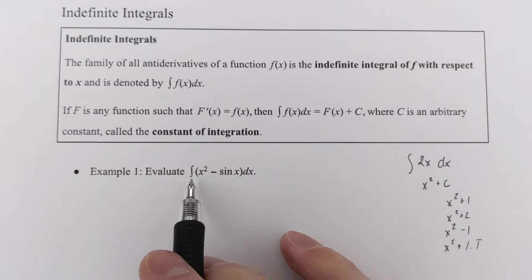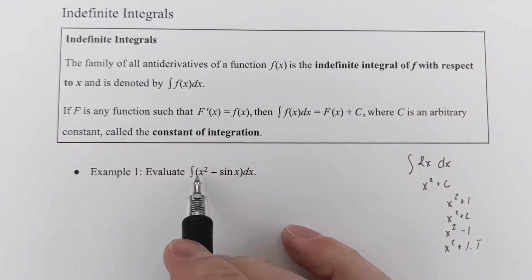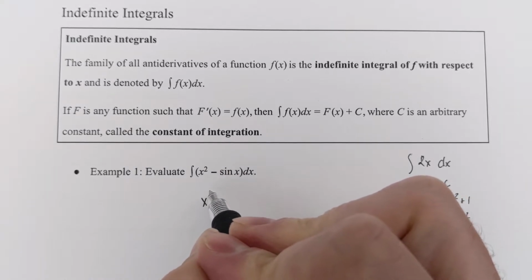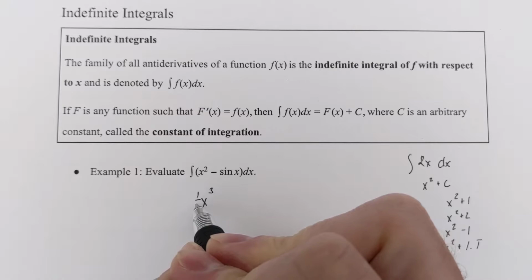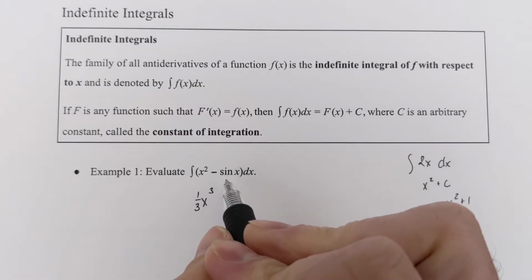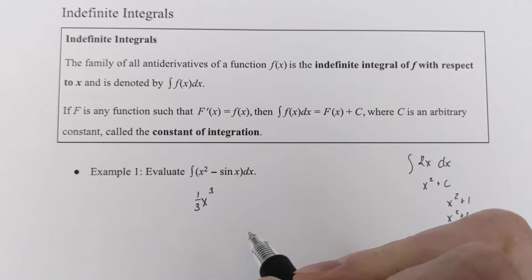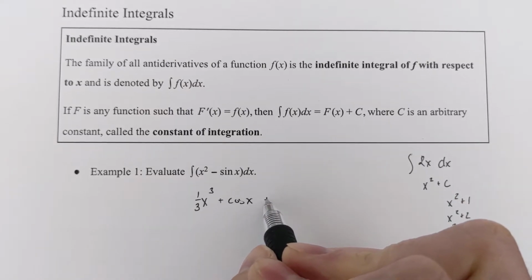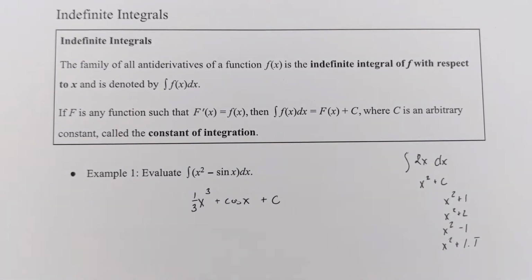All right, so evaluate the integral of x squared minus sine x, so the antiderivative. So for powers, exponents count up by 1, and then the reciprocal goes out front. So the antiderivative of x squared is 1/3 x cubed. The antiderivative of negative sine is actually positive cosine, and I just need to put a plus c on the end to take care of that constant of integration.